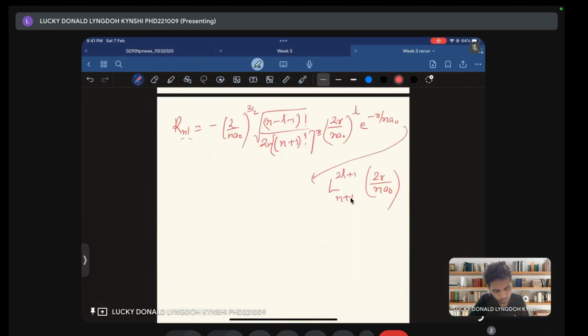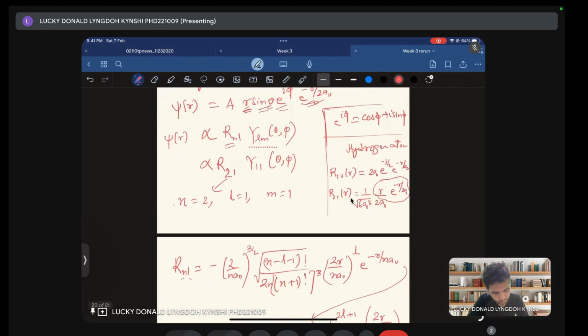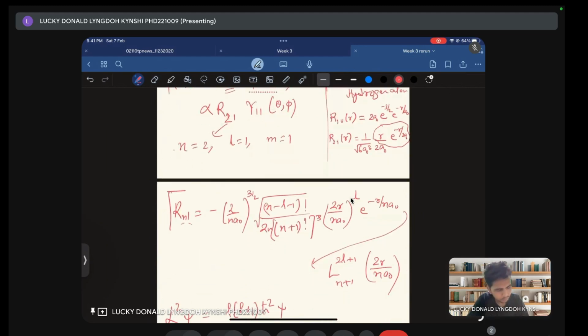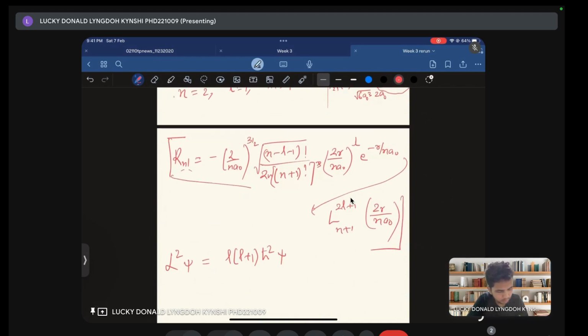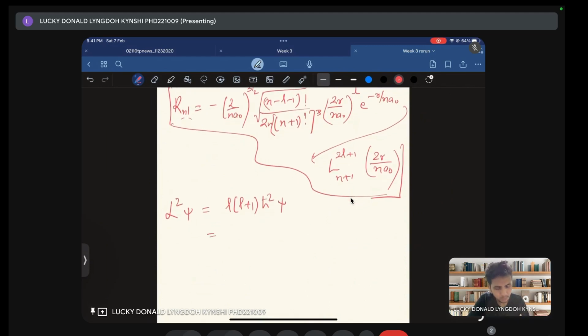Okay, so now why do you need this one? Because you need to solve L² ψ, which is given as l(l+1)ħ² ψ. The other part you don't need, I just gave it as a reference. So L² ψ is equal to l(l+1)ħ² ψ. With l equal to 1, you get 2ħ² ψ, whereas Lz ψ is equal to mħ ψ(r). Here m is also equal to 1, so we get simply ħ ψ(r).